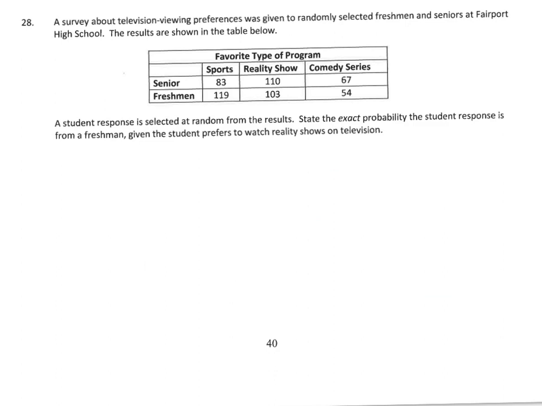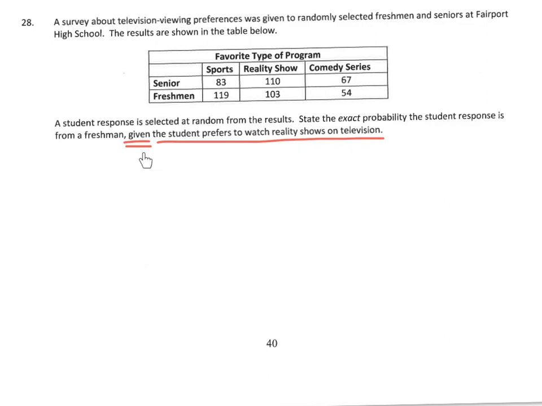Okay, number 28 wants us, I'm just going to jump to it. It says state the exact probability that the student response is from a freshman given. Ooh, when we see that word given, we know that's where we're going to start. So I'm going to underline that word given, and this is where we're going to start the problem. So we're given that the student prefers to watch reality shows.